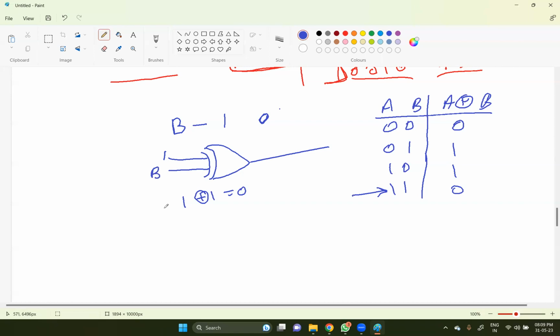Now, let me take another color. If the B value is equal to 1, then 1 exclusive OR of the second input, which is always 1, will be 0. Now, the B value will be equal to 0. The second input is always 1, so 1 exclusive OR of 0 will be equal to 1. So this is the case. Either this case or this case, you can take any case. These two cases are applicable for B equal to 0.